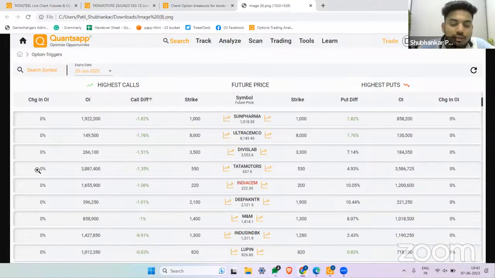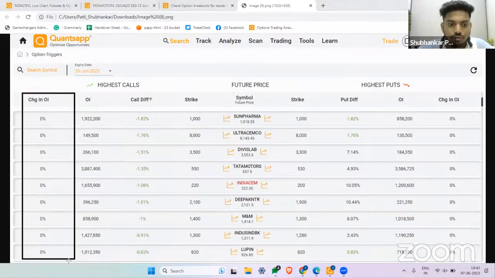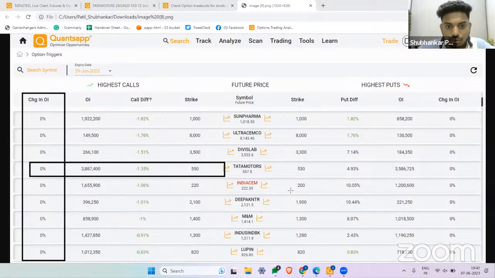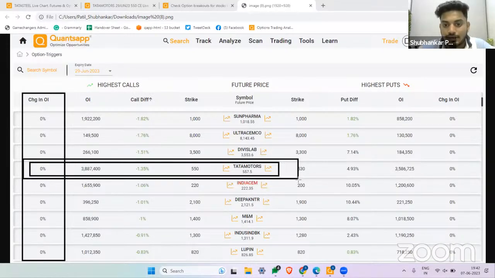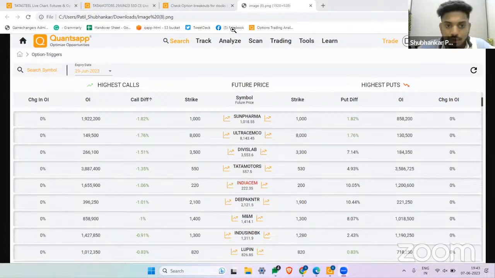Now I'm not getting to see change in OI. Why? Because I looked at it in the morning, so at that time the data resets to 0. But I knew that Tata Motors open interest was unwinding, and this was the stock which was on my radar list. When there was a trade, the trade was when yesterday's high was taken out, and that is how easily you can pick up instruments for your trading.